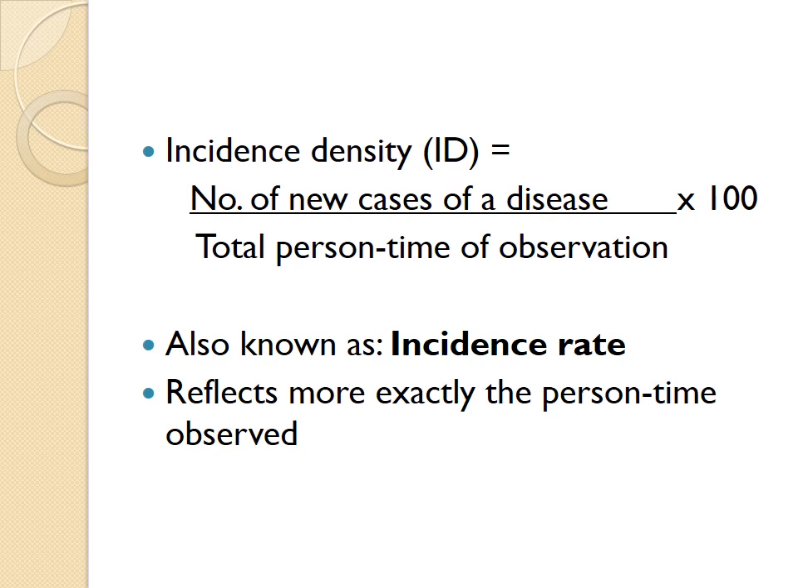In case of incidence density, the numerator is the same, that is the number of new cases of a disease, but the denominator is different, that is the total person time of observation, and it is also expressed per 100, that is percentage. Total person time of observation, as we have already discussed during the denominator calculation. So incidence density is also known as incidence rate, and it reflects more exactly the person time observed.